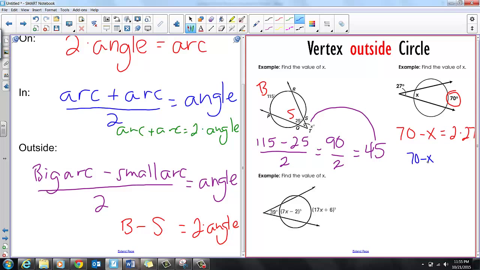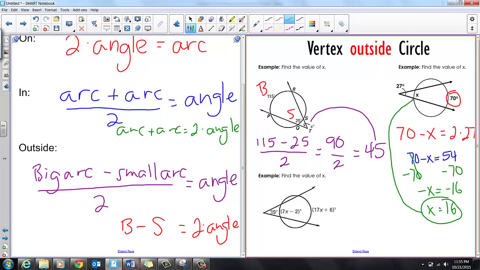So 70 minus x is going to equal 54. We can subtract 70 from both sides. Negative x equals negative 16, and so x would equal a positive 16. You can always go back and check yourself by doing 70 minus 16. If I divide that by 2, will it give me 27? And it will. So we know we are good on that.